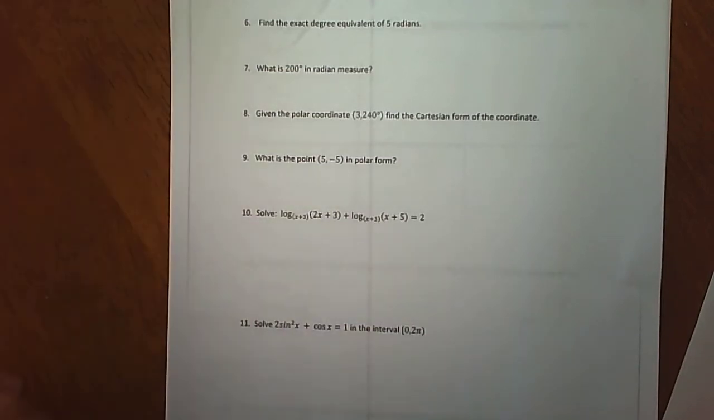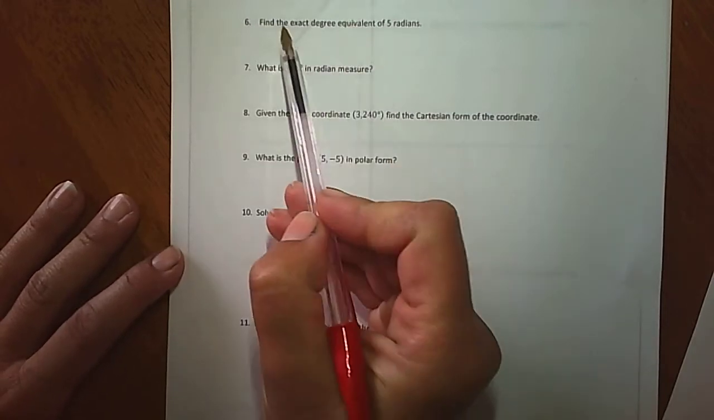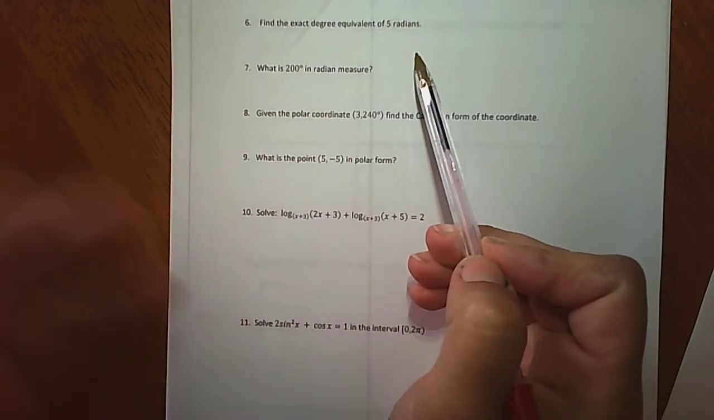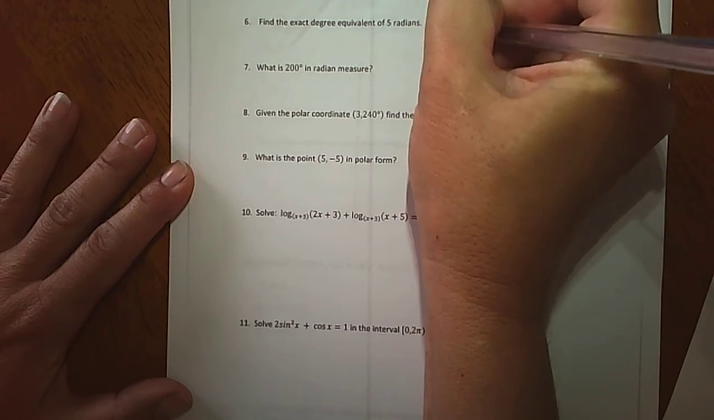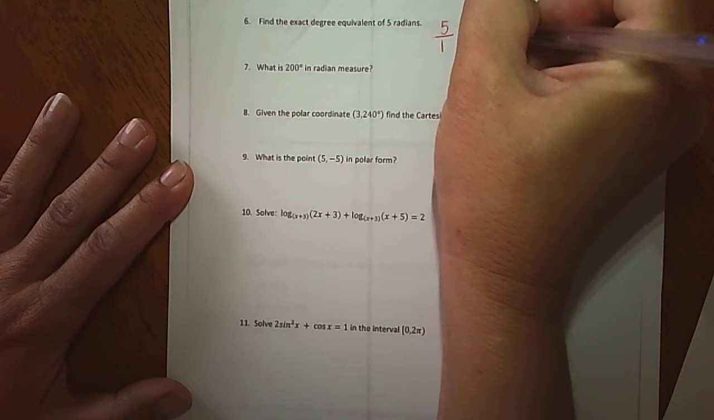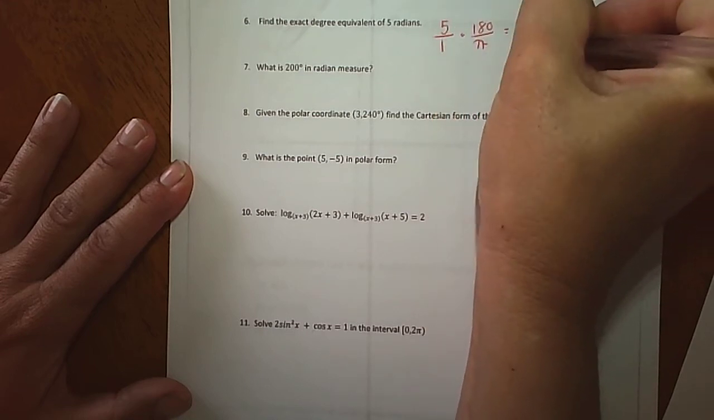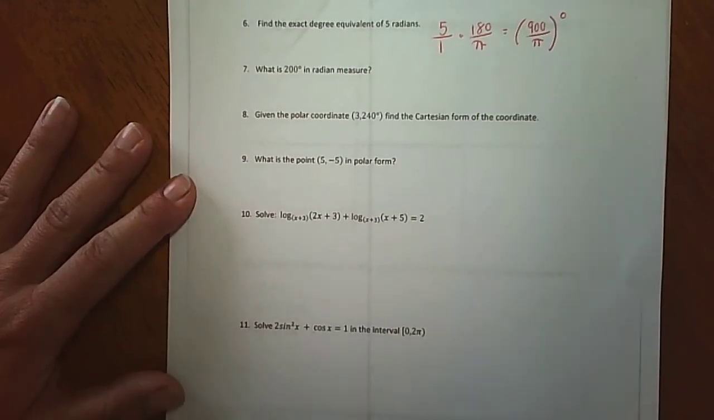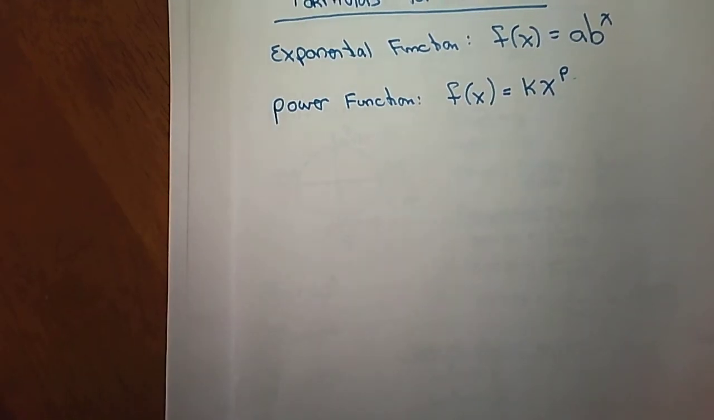Go through number 6 through 12 in review packet number 2. It says find the exact degree equivalent of 5 radians. So all you have to do is convert radians to degrees. I'm going to do 5 over 1, make it look like a fraction, times 180 over pi, which makes 900 over pi degrees. So this might be something we want to add to our formulas for the final, right? Converting from radians to degrees and degrees to radians.